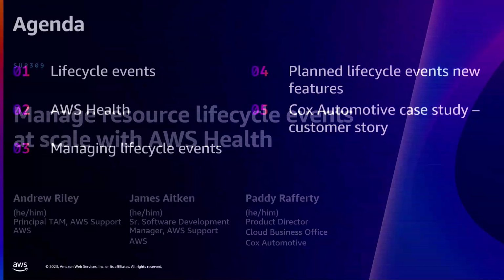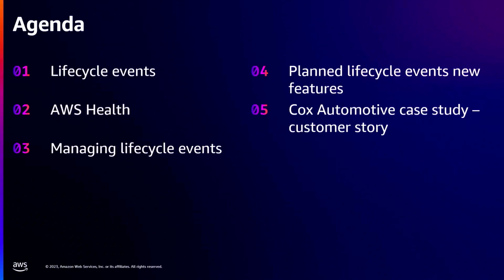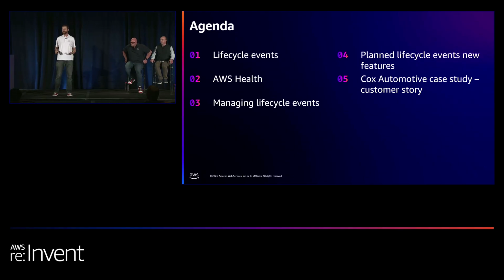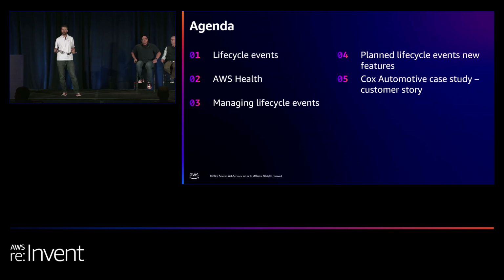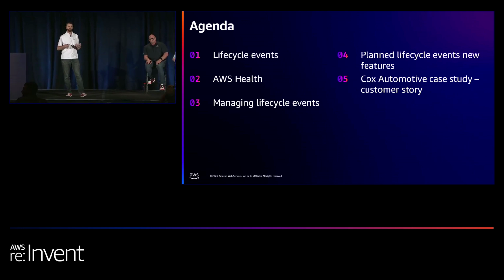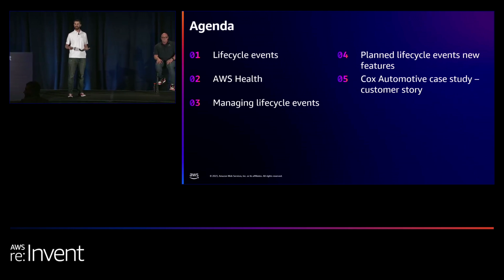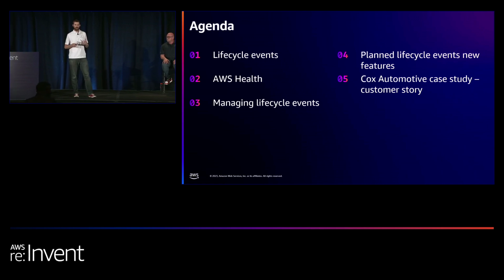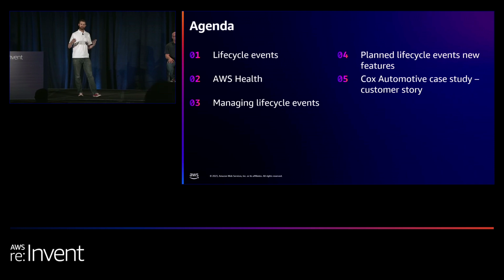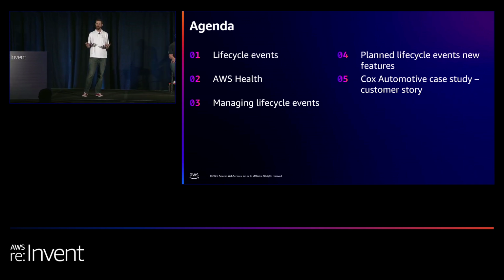All right. So I'm going to introduce you to lifecycle events, why they exist, what your expectations should be, and how AWS Health plays a role in keeping you informed of these events and helping you track through them. I'm also going to cover best practices and key areas that I want you to keep focus on while you're working through these events and ways in which you should be considering integrating AWS Health into these processes. James is going to deep dive on new features in planned lifecycle events and how they simplify all these processes.